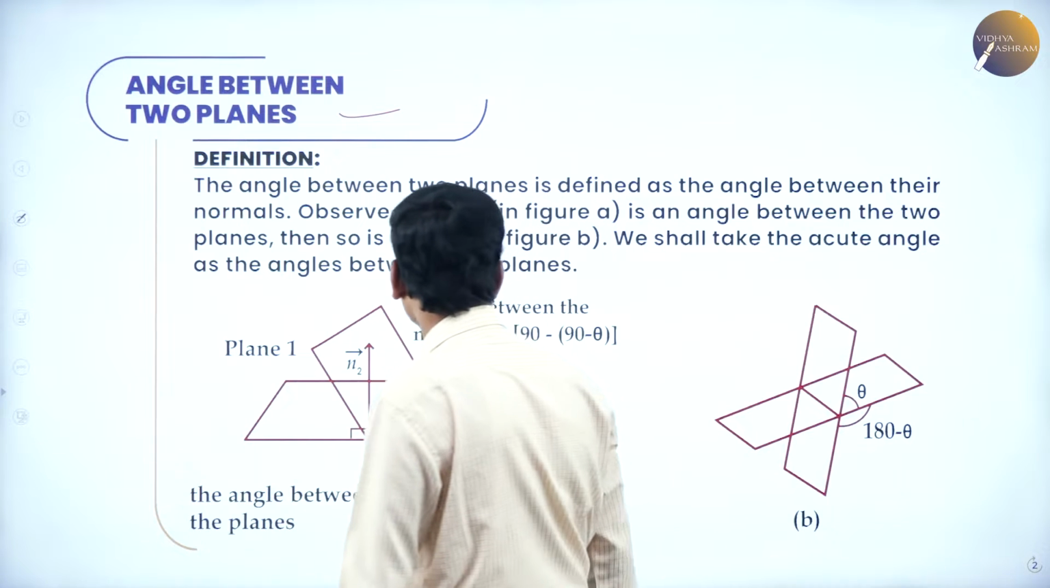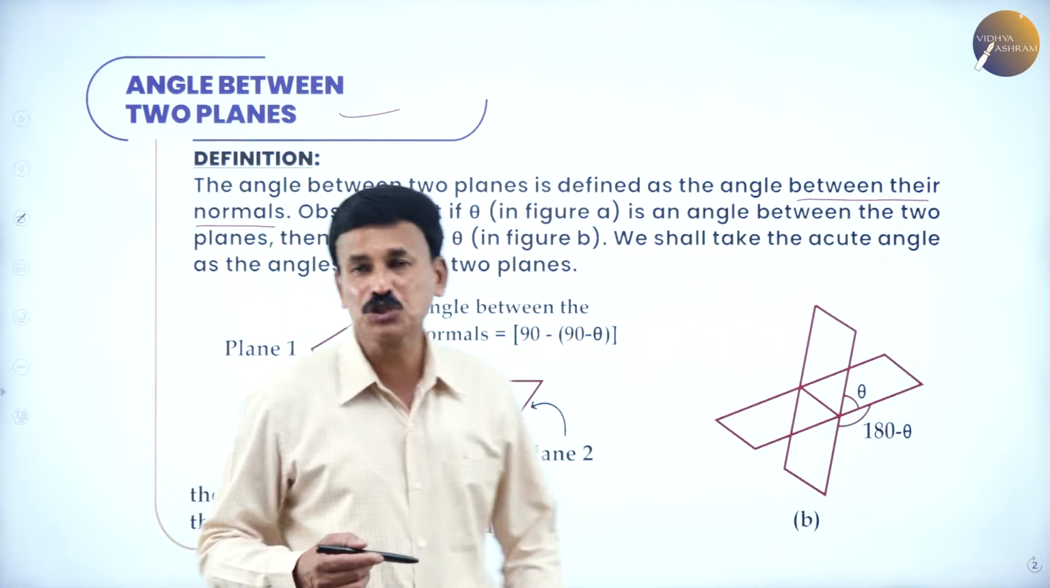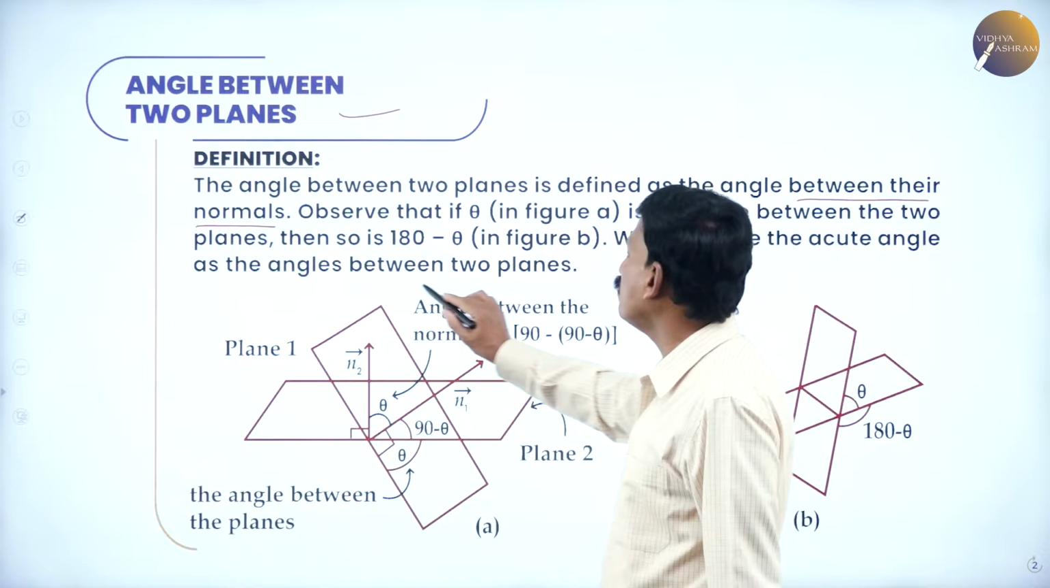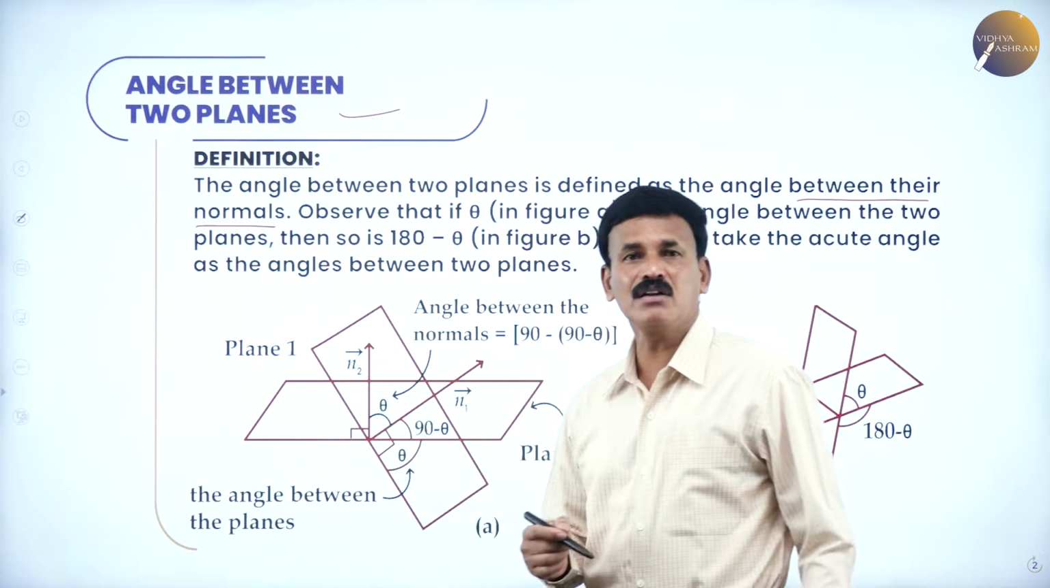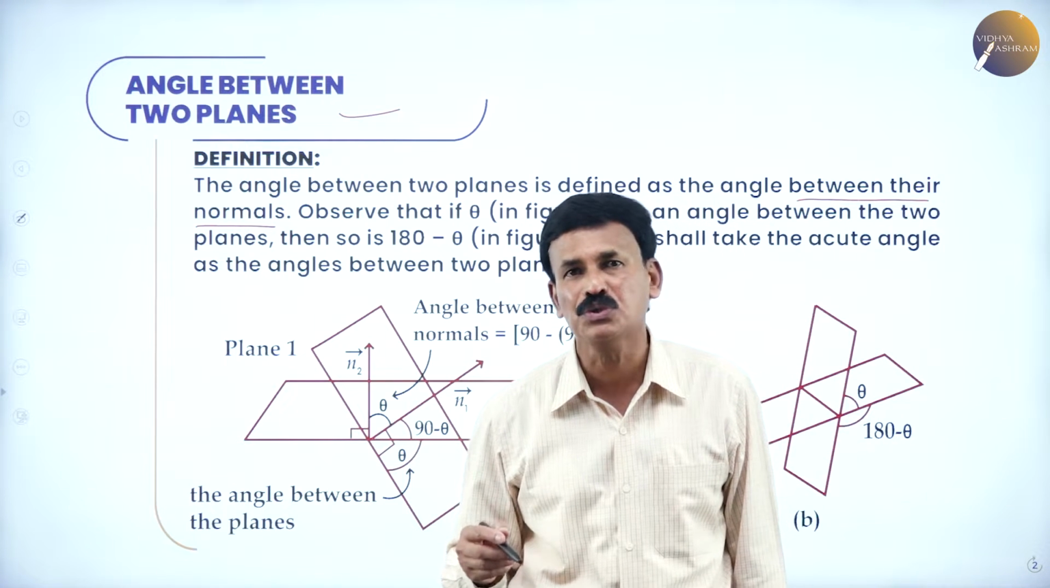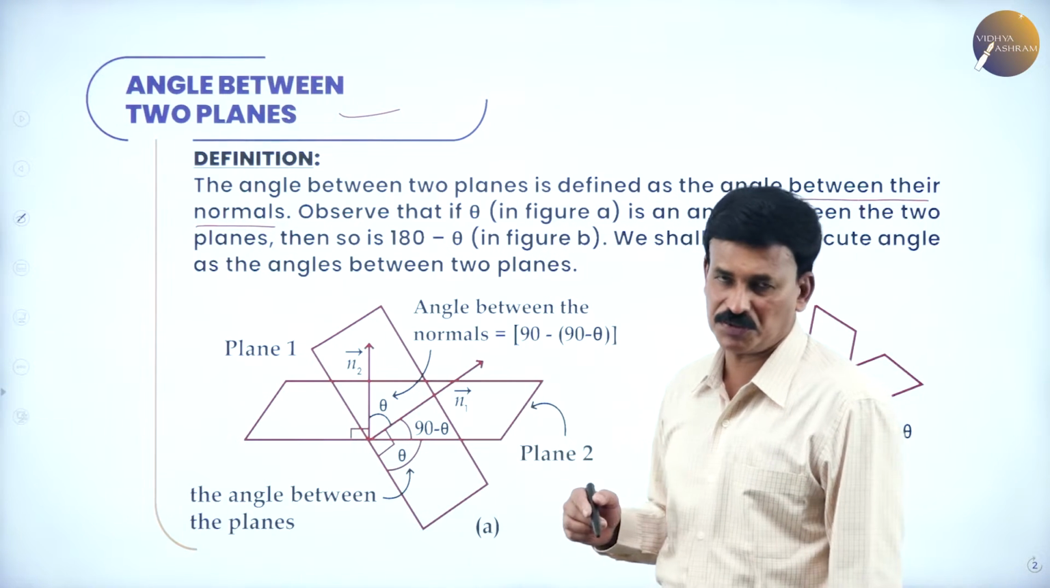Now let us consider two planes. The angle between the two planes is defined as the angle between their normals. The angle of intersection between the two normals for plane 1 and plane 2 will give the angle of intersection between the two planes.